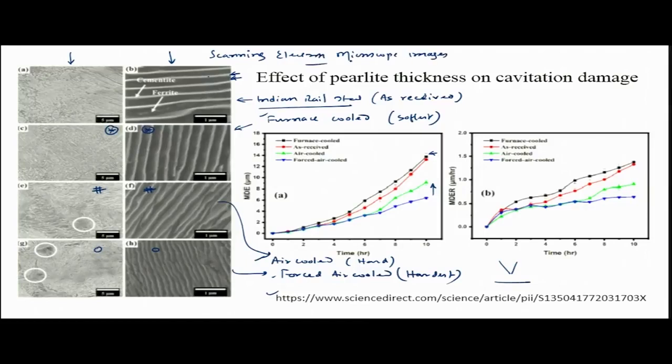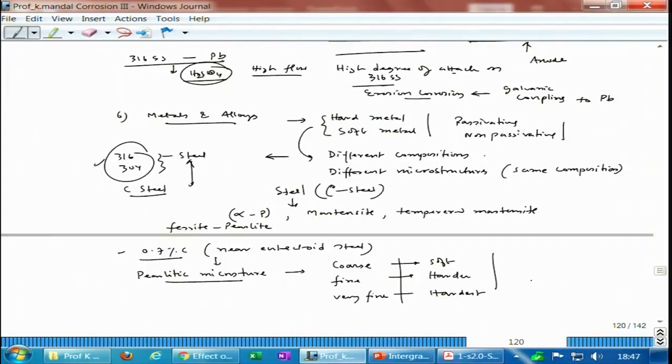Fine. So, let me get back to where we were. Now, this is the part we were talking about, that metals and alloys, depending on composition and depending on microstructures, can give a varied degree of erosion corrosion resistance. So, these are the general factors that are associated with erosion corrosion.